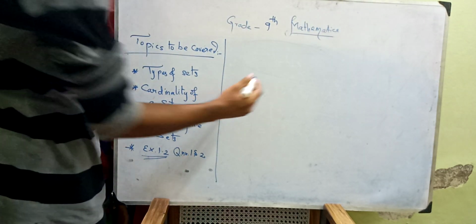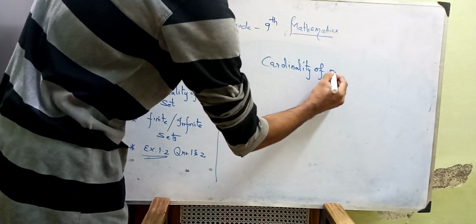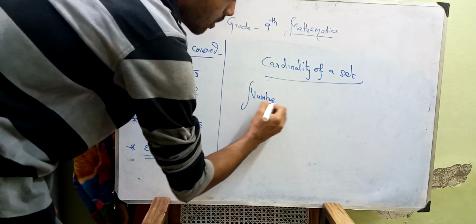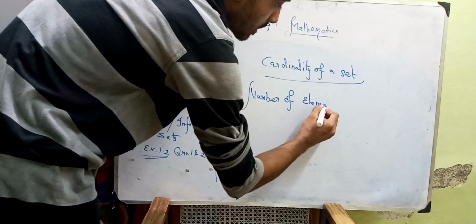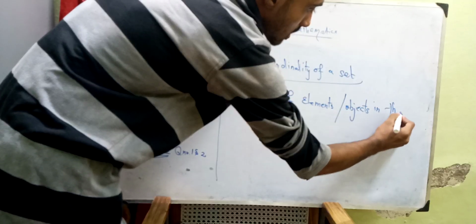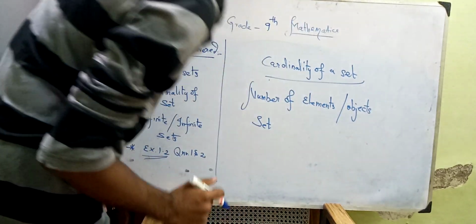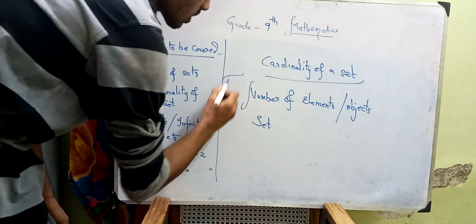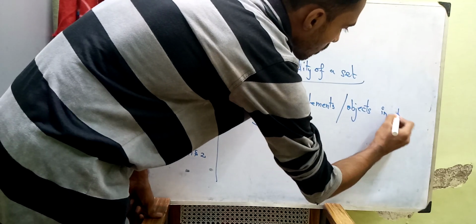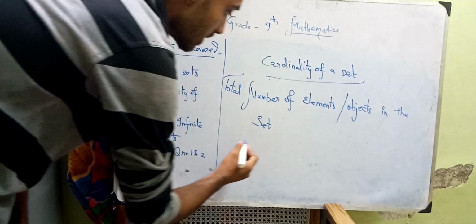In types of sets we will cover cardinality of a set. Cardinality of a set is the number of elements or objects in the set. You can also say the total number of elements or objects present in the set. I call this the cardinality of a set.